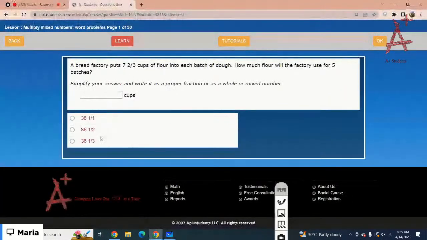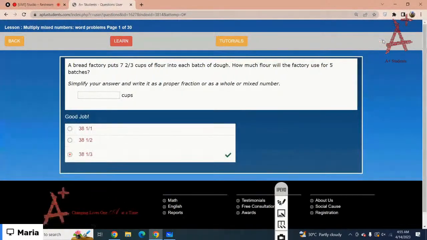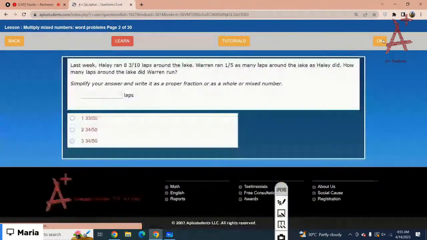So be careful while doing these questions. They are just very small mistakes, but you have to be careful.